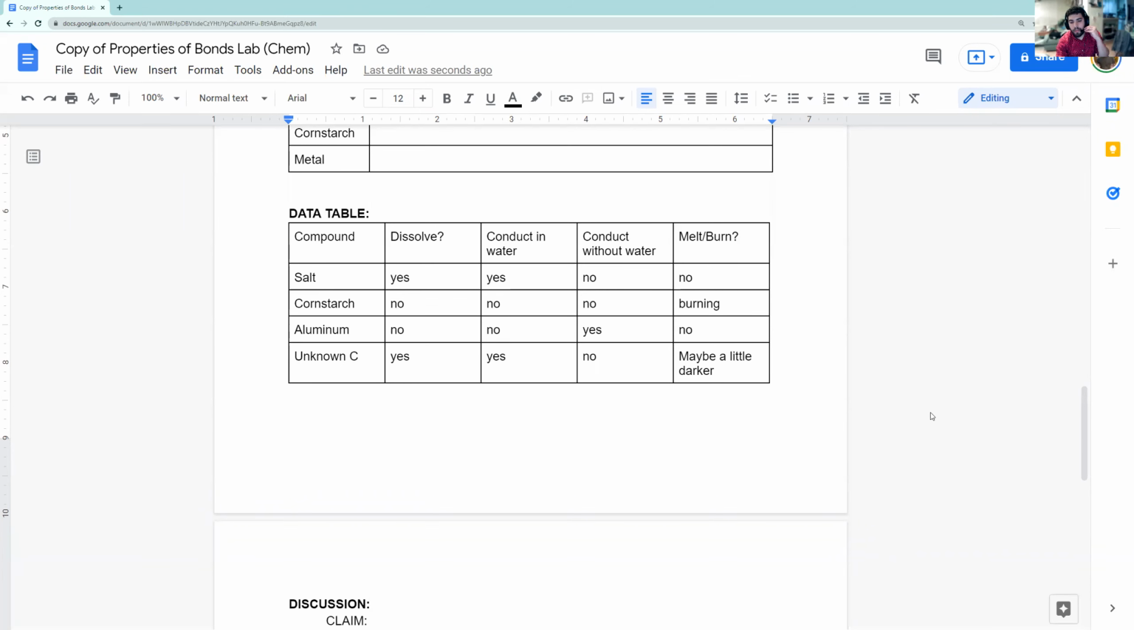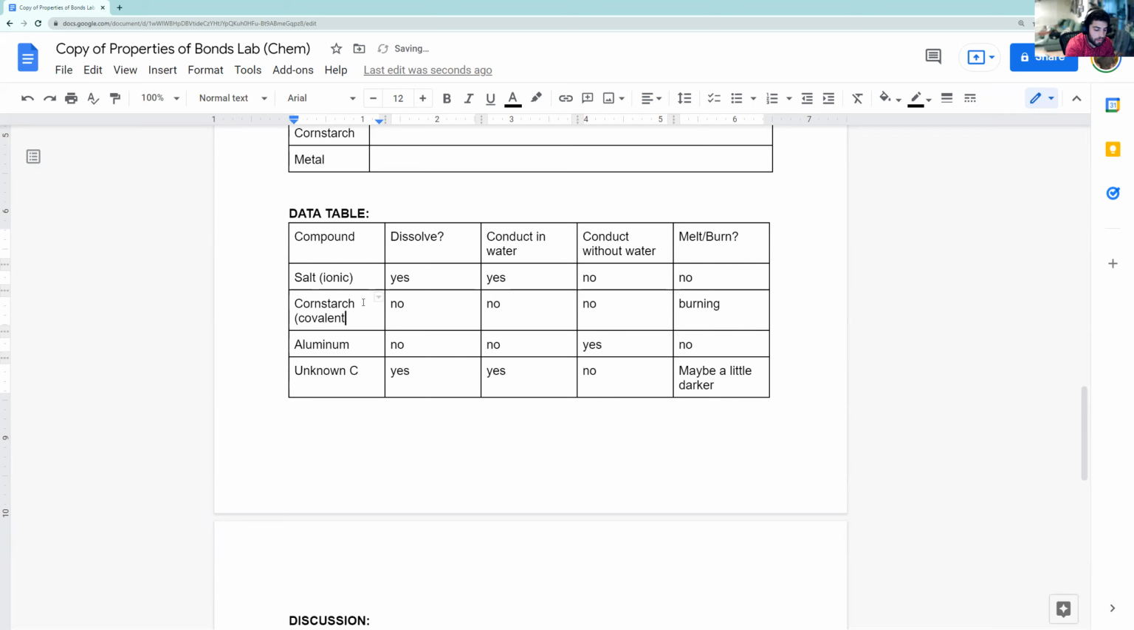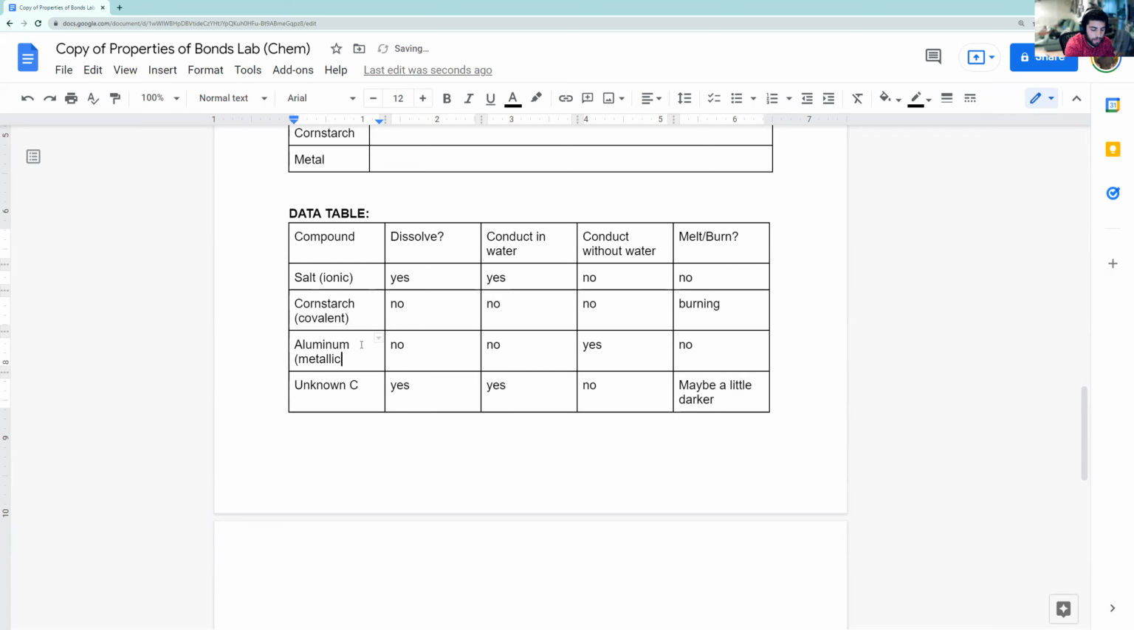All right, welcome. Today we're going to talk about the lab that we did and the properties of ionic, covalent, and metallic bonds. A couple things to note right off the bat: in our introduction, we saw that salt was the ionic, cornstarch was the covalent, and aluminum was the metallic.